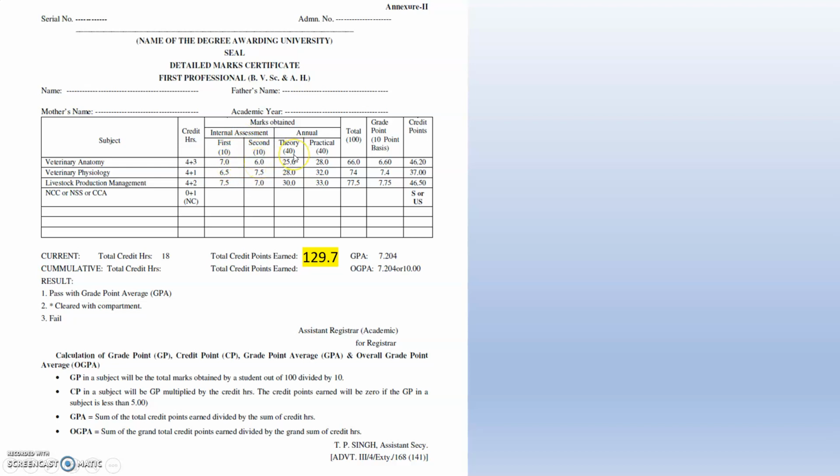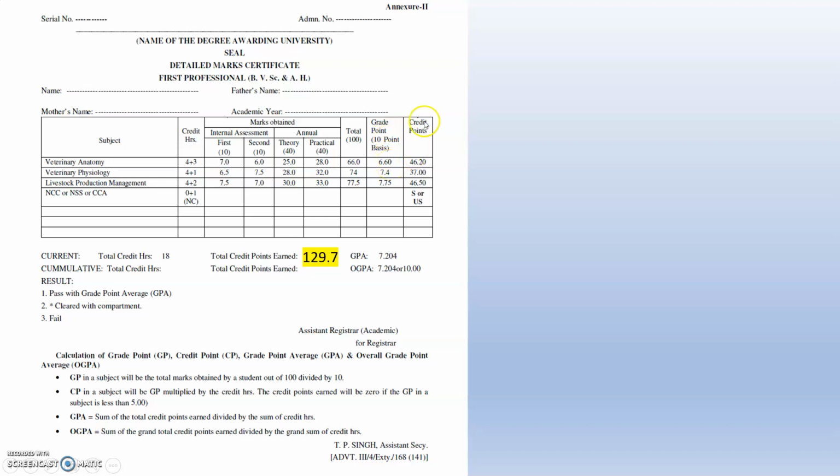Then in the theory, they will be converting the 200 marks to 40 marks. And in the practical, they will be converting 120 to 40. So this is actually the internal share and this is the external share. So see, you have got 66 marks out of 100 in veterinary anatomy. So it's divided by 10. That is 6.6. You can see 6.6 is actually the grade point. This marks in 100 divided by 10, that is the 10 point basis. It is known as grade point. So it will be 6.60.